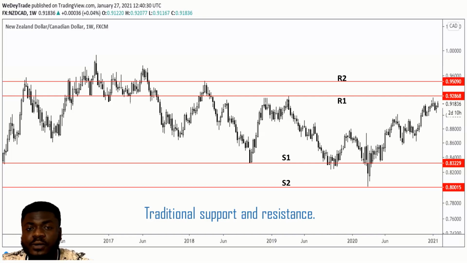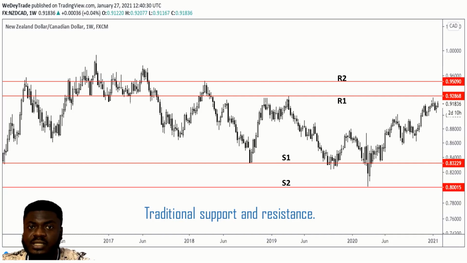I have the traditional way of drawing support and resistance on my screen, where we have the resistance 1 already in place, the resistance 2 in place, as well as the support 1 and support 2. With the traditional level, we only focus on market turning points, previous market turning points. We can go as far back in time as the turning points occurred on the traditional support and resistance levels. And as you already know, the turning points are too many and they are random as well.